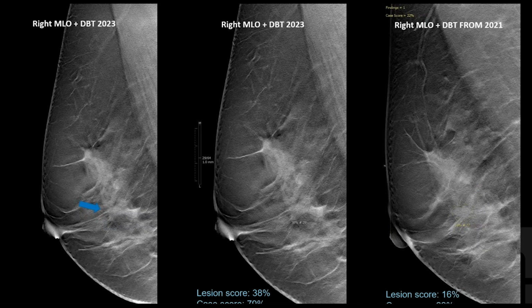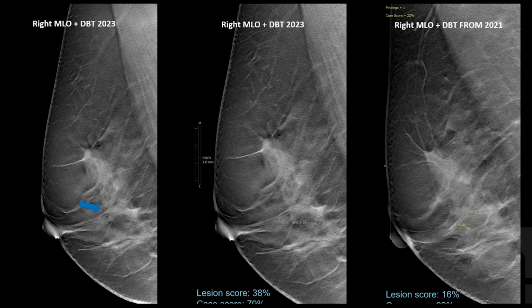On the next slide, these are MLO images from the current study, which is on the left side. We have the blue arrow just showing that subtle area of architectural distortion in the central mid-right breast. And then the middle image here is showing us the CAD representation where we had Profound AI detecting that suspicious architectural distortion, thus making it much more conspicuous.